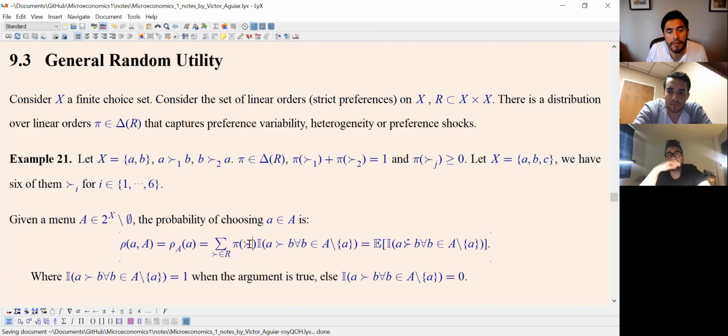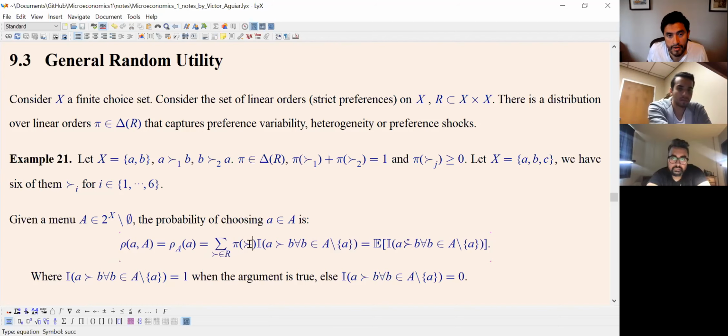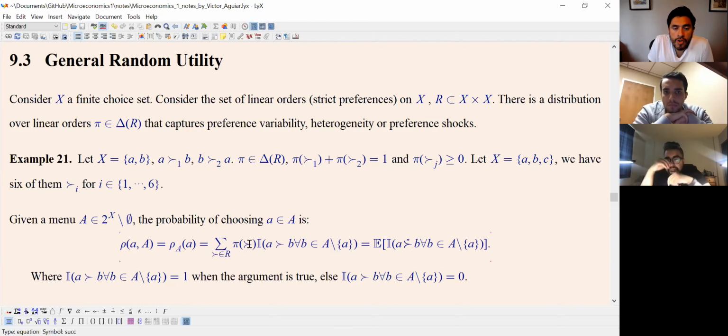So thanks for noticing. Of course I have the probability of each ranking, and then the prediction of each ranking. This is 1 when the ranking predicts that A is the picked option, the chosen object, and then it's 0 if not.